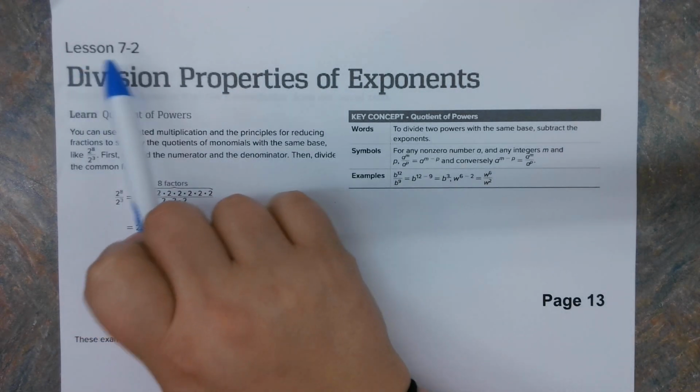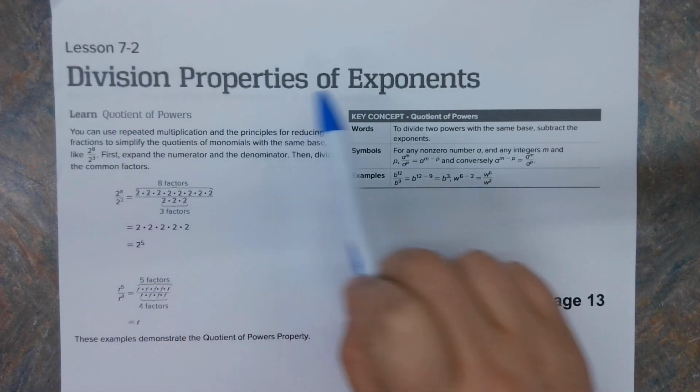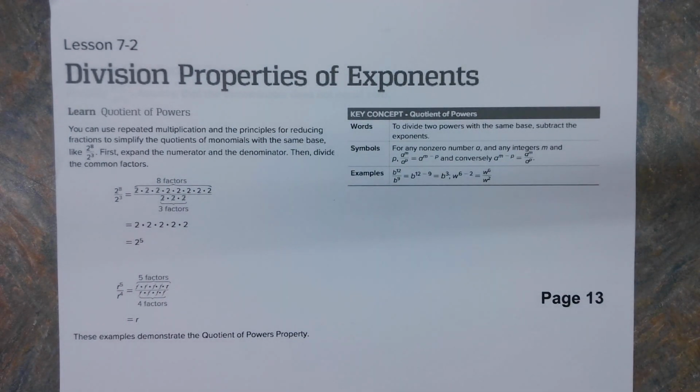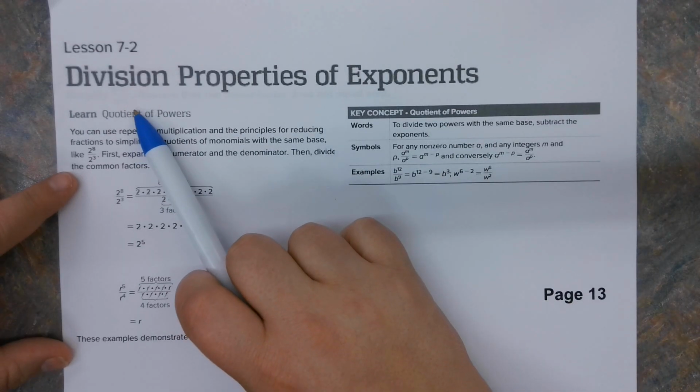Hello, today we're doing lesson 7-2, that is division properties of exponents. In the book, I'm on page 13. So we've multiplied exponents, we've done an exponent to the power of another exponent, now we're going to divide them.